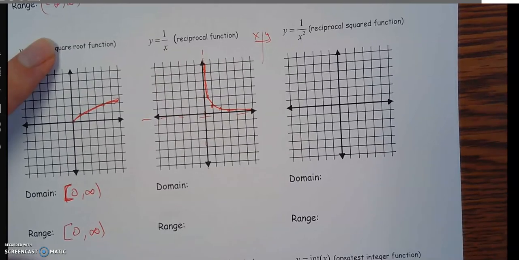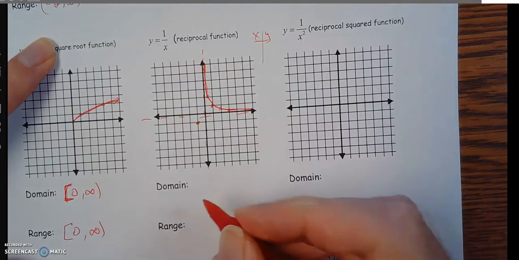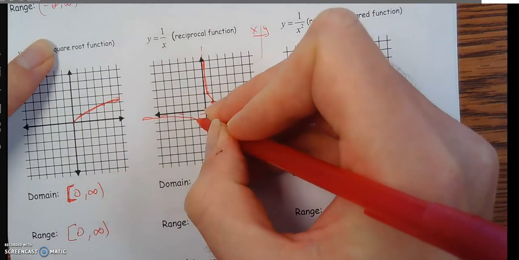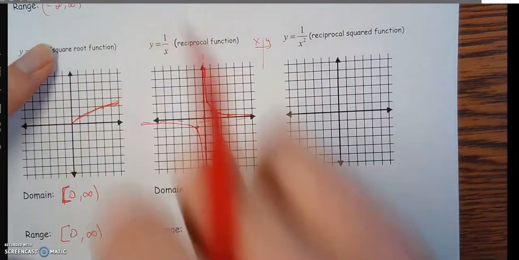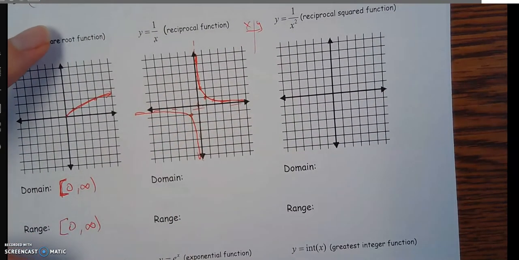Now you start plugging in negative numbers. If I plug in -1, 1 divided by -1 is -1. Keep plugging stuff in, and you start getting this line. It is a reflection about the origin. It's a rotation about the origin. So this one would be an odd function here.